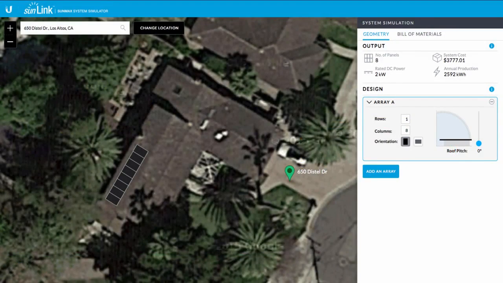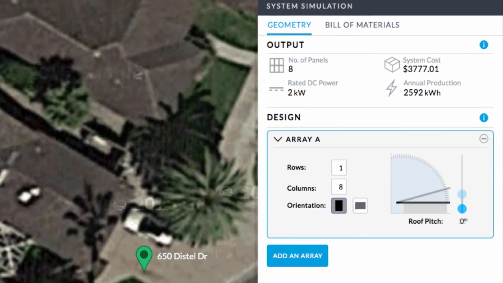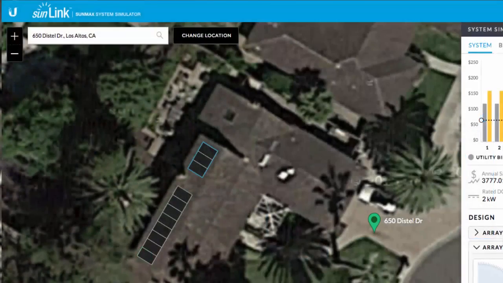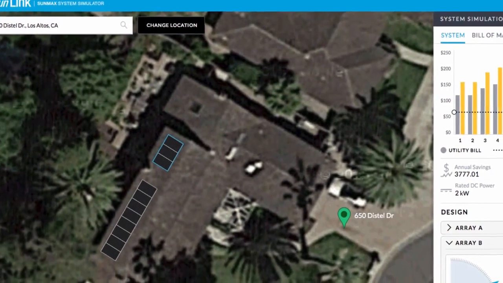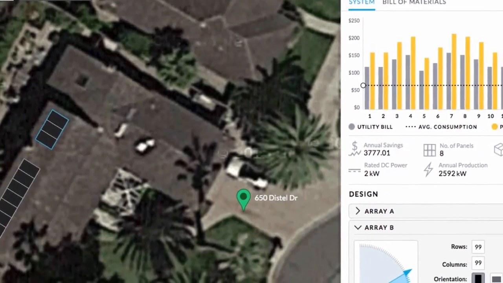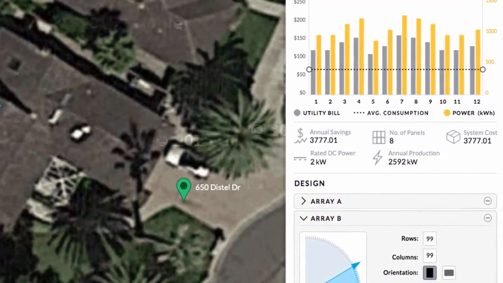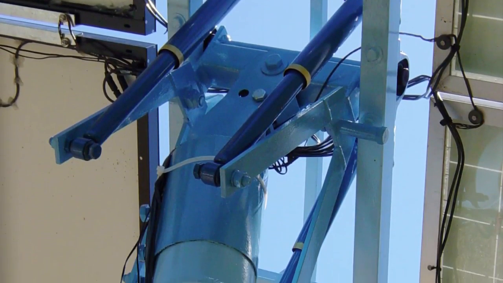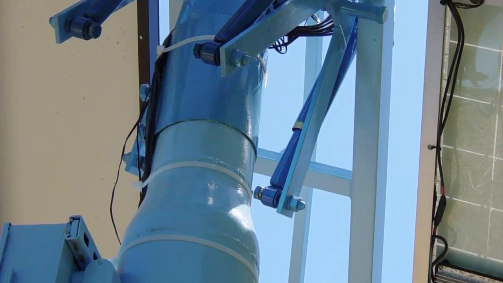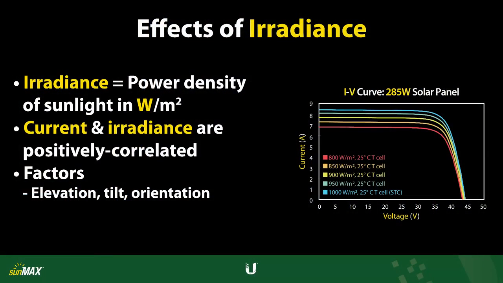Use Ubiquiti's design software to help orient and align your panels to achieve peak power output. Like with temperature, it is arguably cheaper to install extra PV modules to compensate for decreased system power output, rather than invest in expensive mechanical tracking systems designed to maximize solar exposure.